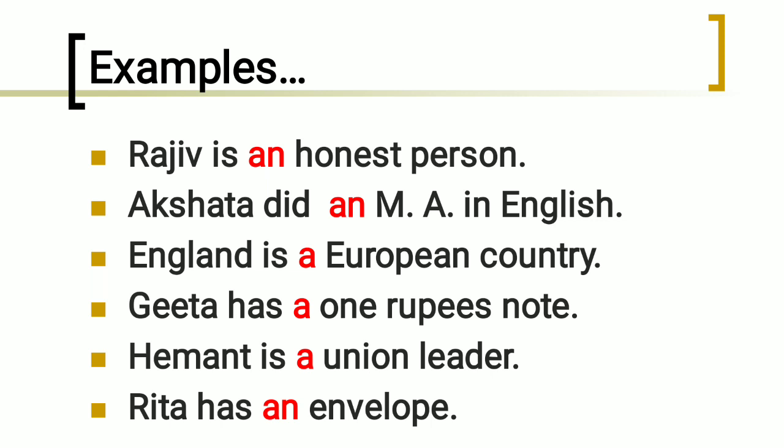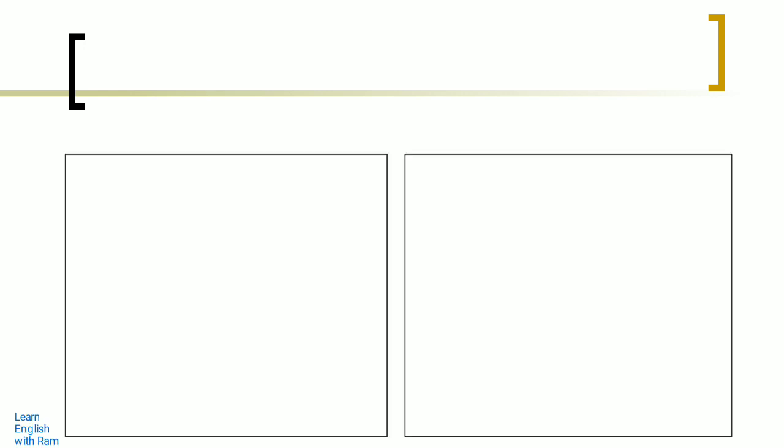So I hope that now you have understood that you have to use the articles on the basis of the sound. And the last example is very simple: Rita has an envelope, because a vowel sound is there, envelope. So due to that you have to put an there. So this is all about the indefinite articles a and an.